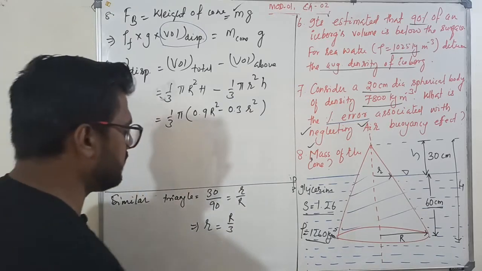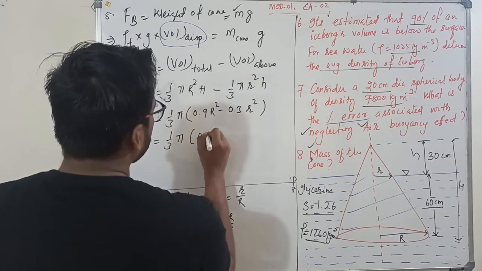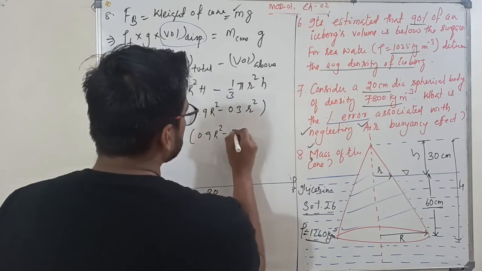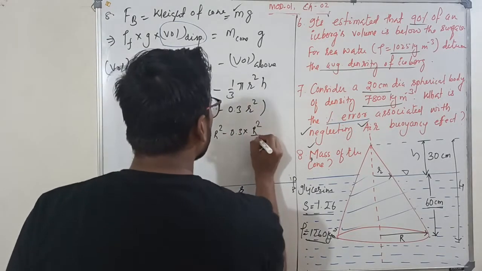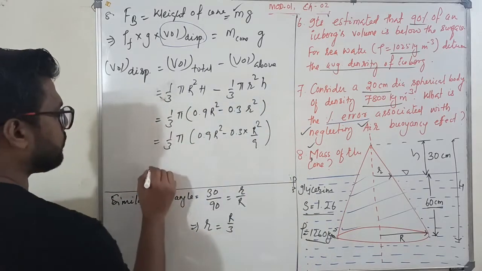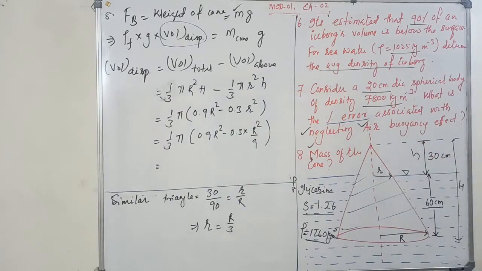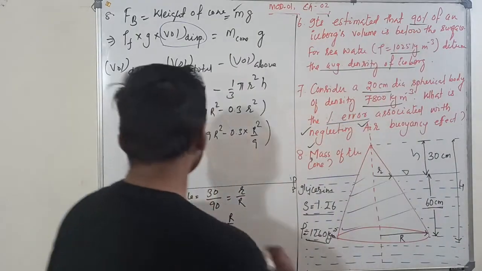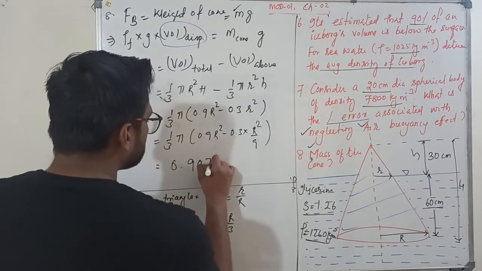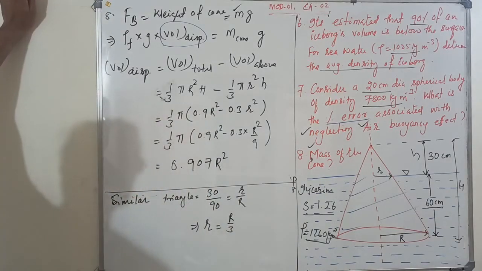That is fantastic. So go for it: 1 by 3 pi, 0.9 R square minus 0.3 times small r, which is capital R by 3, so this is R square upon 9. Now solve this and tell me how much you are getting. I got something around 0.907 R square. This much is the volume displaced I got.